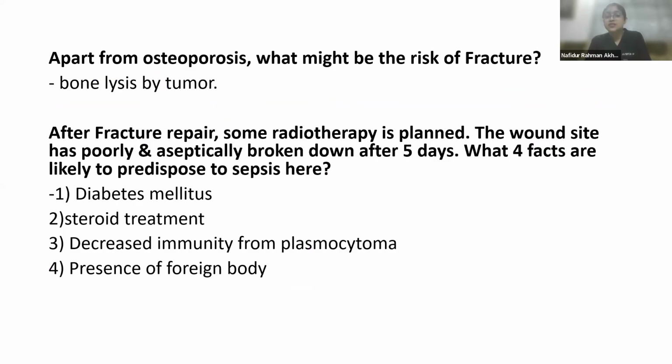Then after the fracture is repaired, some radiotherapy is planned. But the wound is poor and aseptically broken just after 5 days. Mainly the question is why the patient has this infected wound. So there are four things you have to answer according to the stem. At the beginning, it has been mentioned that she's diabetic and elderly. Then going through this station, we have read that she's having steroid therapy, and also just previously there has been myeloma or plasmacytoma. Due to this plasmacytoma, there is decreased immunity. Another thing, she has a fracture and has had another operation, so there is a presence of foreign body. So these are the four factors.